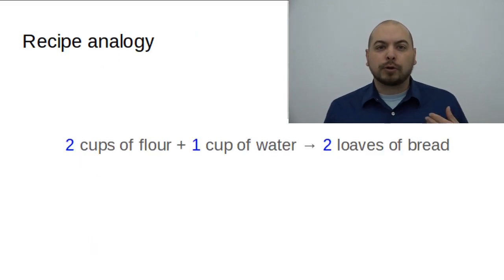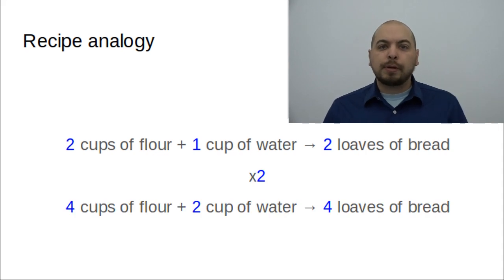Let's relate this back to our cooking analogy. Now, in our recipe, if we needed 2 cups of flour for every 1 cup of water to create 2 loaves of bread, the ratio between flour and water is 2 to 1, and the ratio between flour and bread would be 2 to 2, or 1 to 1. If we were to try to double the recipe, we would have to double everything, which means we would need 4 cups of flour, 2 cups of water, and we'd be able to produce 4 loaves of bread out of that.